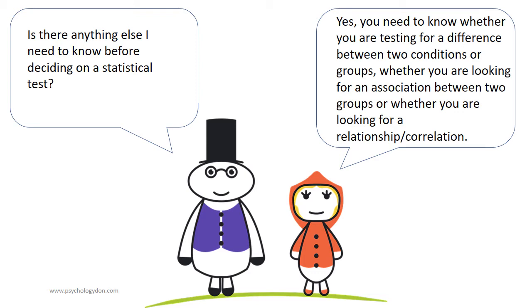So is there anything else you need to know before deciding on a statistical test? Yes, there is. You need to know whether you're testing for a difference between two conditions or groups, or whether you're looking for an association between two groups, or whether you're looking for a relationship or correlation.